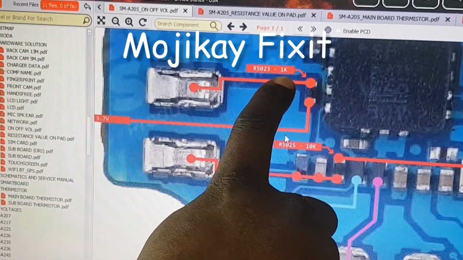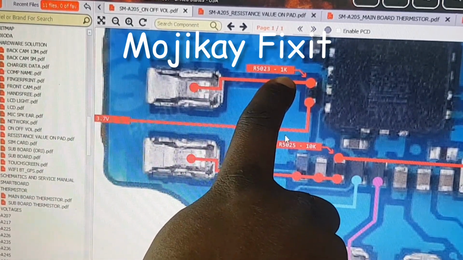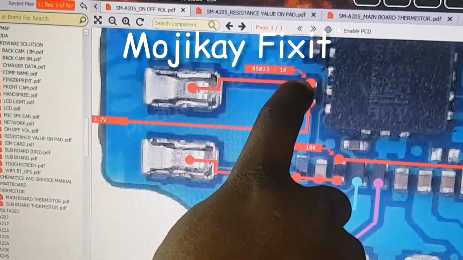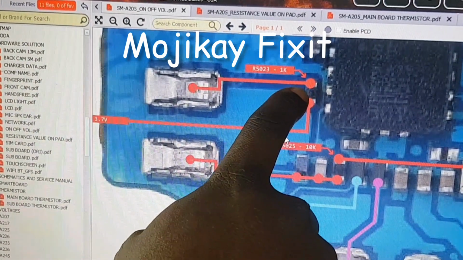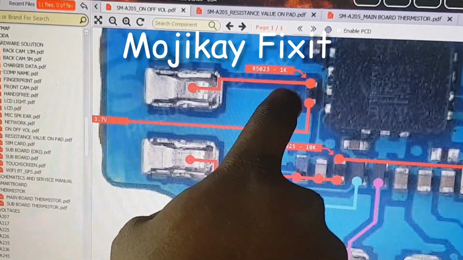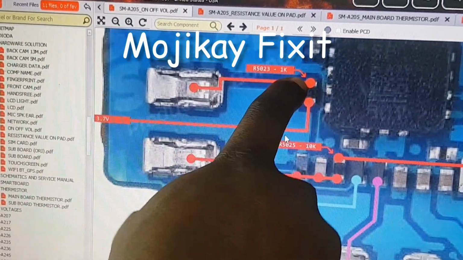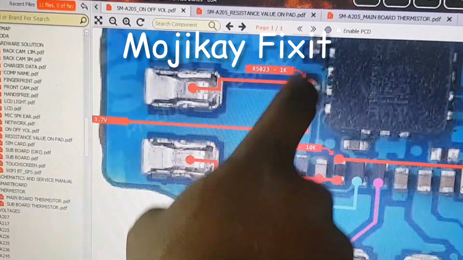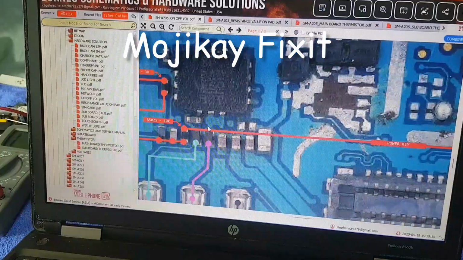If it's not 1K, if it's giving you 20 ohms or 500 ohms, that means this resistor is bad. You have to replace it. Or sometimes it will not read at all. If you put your red probe here and black probe here, it will not give you any reading. So that means this resistor is bad. I hope you guys are understanding what I'm saying.